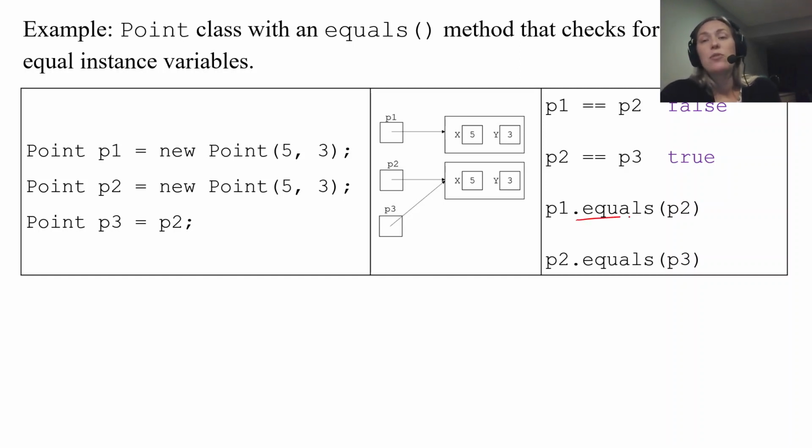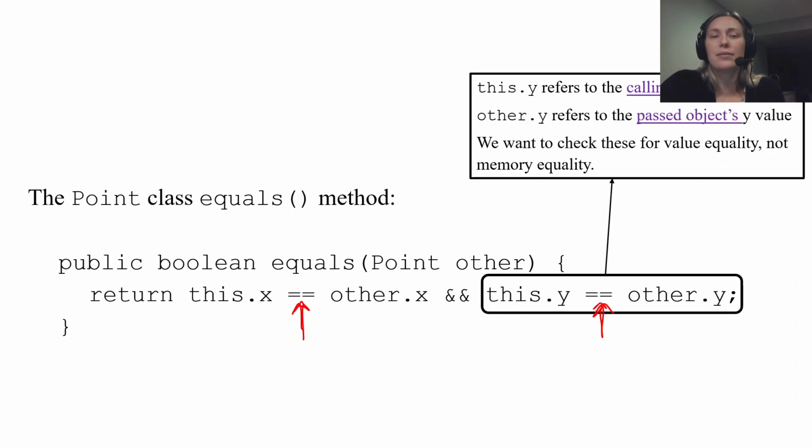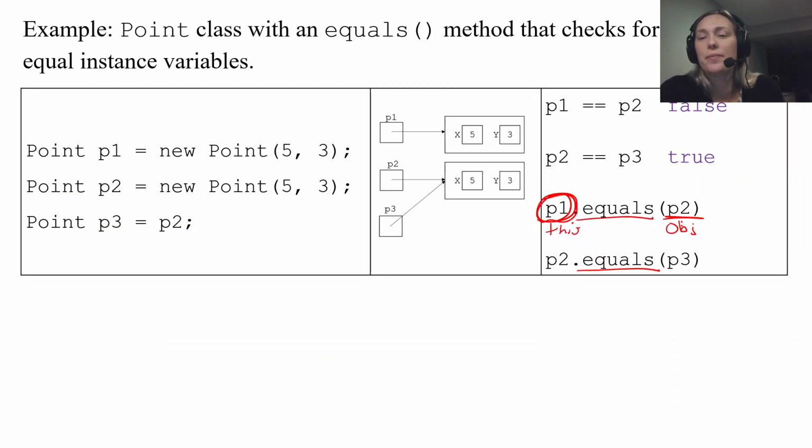Now when we use our .equals, okay, in this example, P1 is our calling object. So that would be referring to this. So this.x and this.y refer to P1's values. P2 is going to be our passed object. So in our example, it was other. Sorry, other. Other would be our P2. So other.x and other.y refer to P2's data.